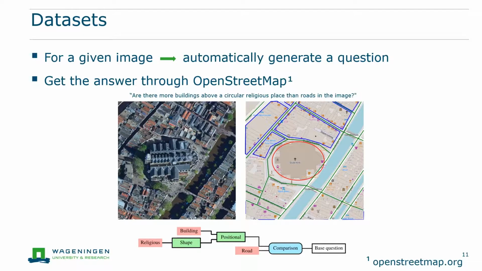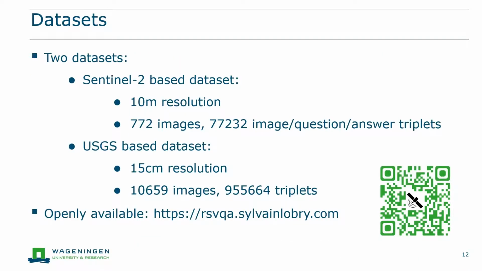We created two datasets. The first one is derived from Sentinel-2 images and contains 77,000 questions. The second one is made of higher resolution images and contains close to 1 million image, question, answer triplets. You can download these datasets on this project's website that you can access at rsvqa.sylvainlobry.com or by flashing the QR code. On this website, you will also be able to download the code of our models.